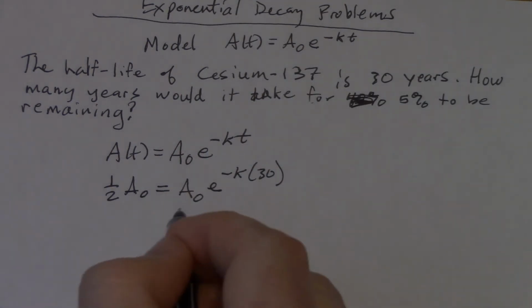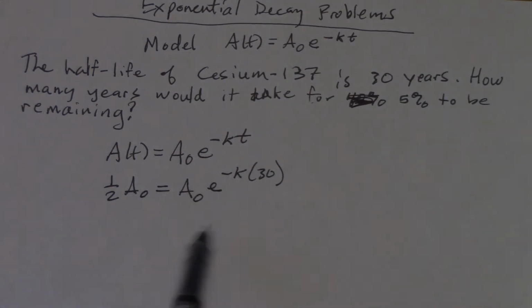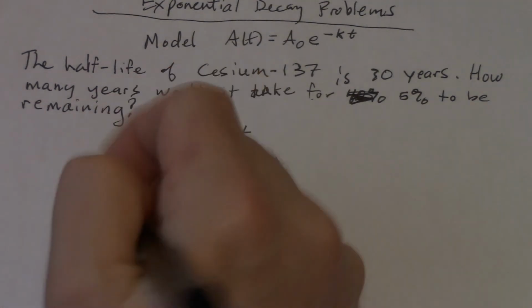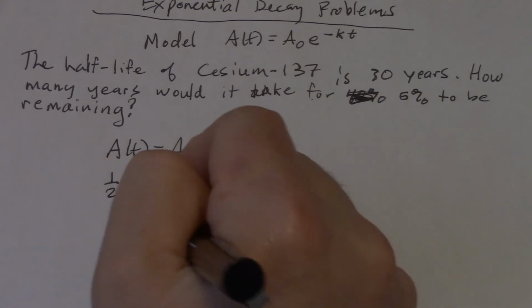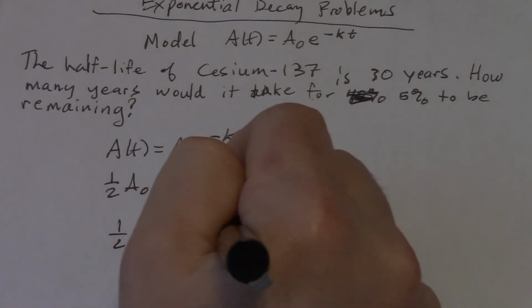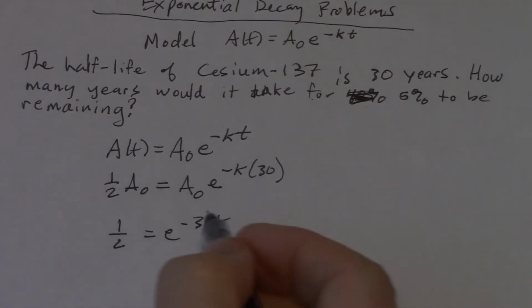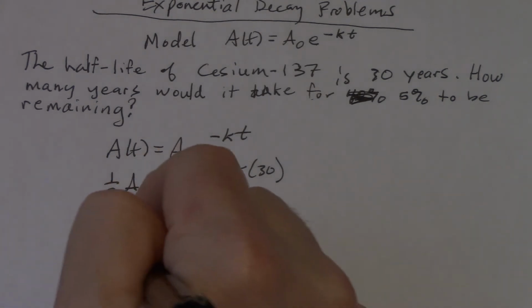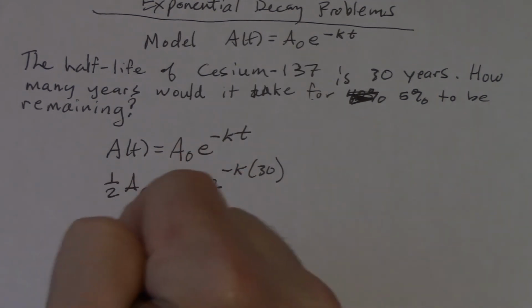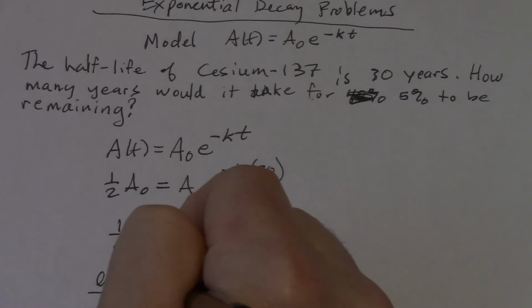Okay, so notice what happens. This is why we don't need to know the original amount. When we divide by A0 on both sides, it cancels off. So we're going to have 1/2 = e^(-30k). We take a log, and then we'll divide by that number. So the natural log of 1/2 over negative 30 is k.